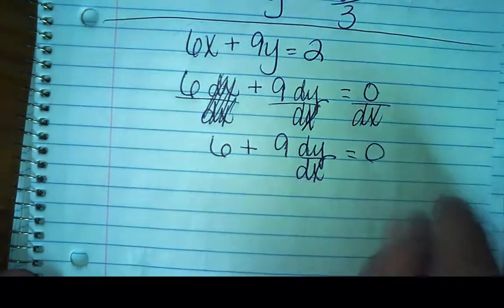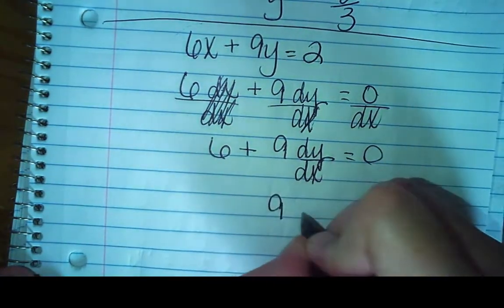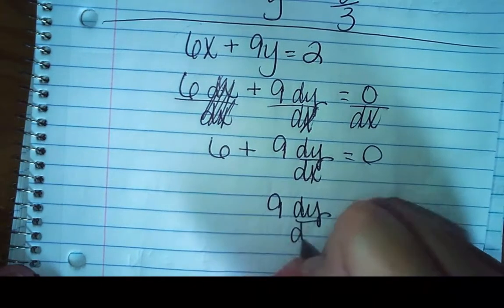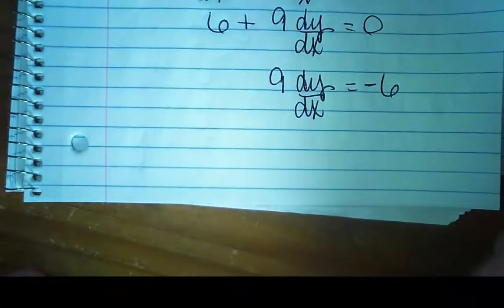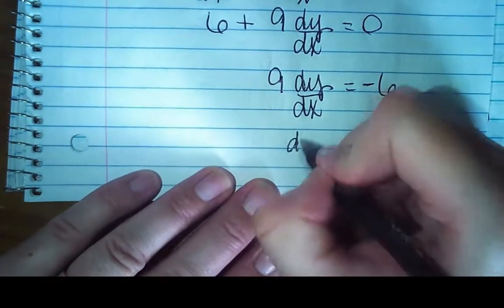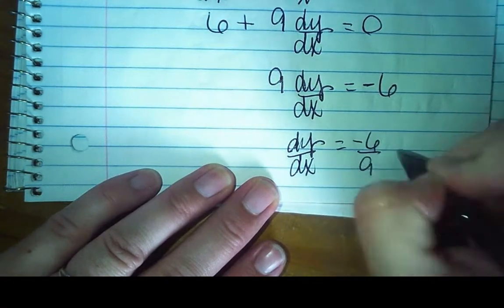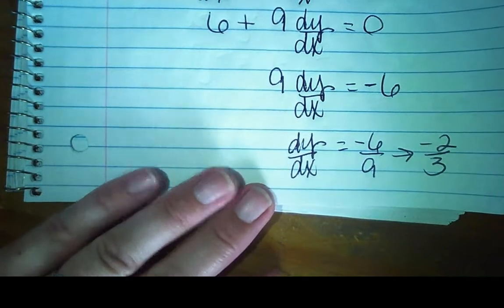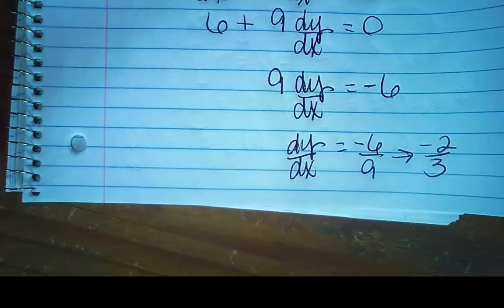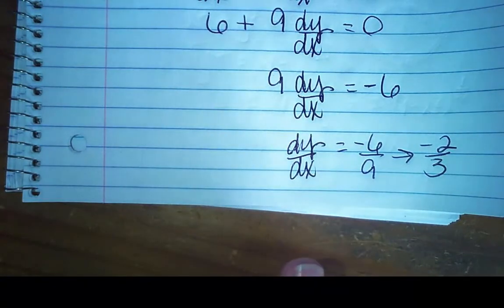All right, so that means I'm going to subtract 6 from both sides. So I get 9 dy/dx is a negative 6. And now I can divide both sides by 9. So dy/dx is a negative 6 over 9, which is the exact same thing as a negative 2/3. Okay, so basically we're just showing you, hey, I know how to do this. It works both ways.